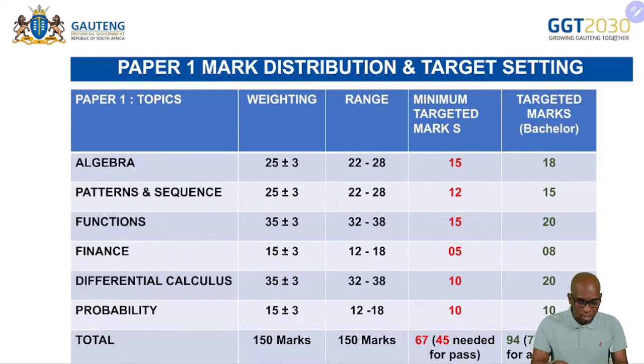Right, let us first look at the mark distribution. Now you can see that algebra is 25 with a variance of 3, which means that it can range between 22 and 28 marks. Sequence and series as well. Functions range between 32 and 38 marks in an exam paper. Finance, 12 to 18. Differential calculus, it's 32 to 38. Probability, it's 12 to 18.